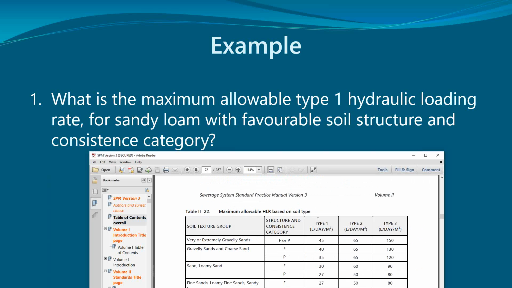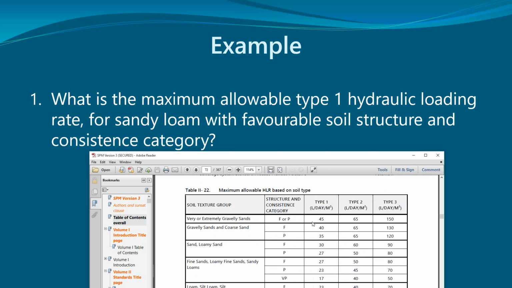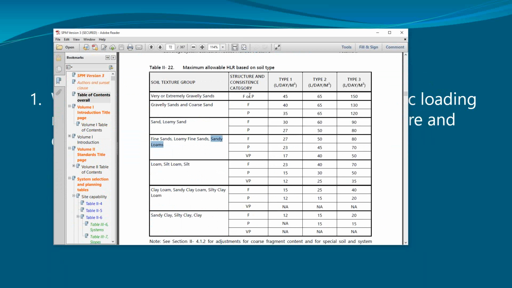Am I there? Sure. So sandy loam shows up there, right? Sandy loam, and the question tells us that it's got a favorable soil structure and consistence category. Structure and consistence category, sandy loam, favorable. It was type 1, so the answer to the question is 27 liters per square meter. Next question.